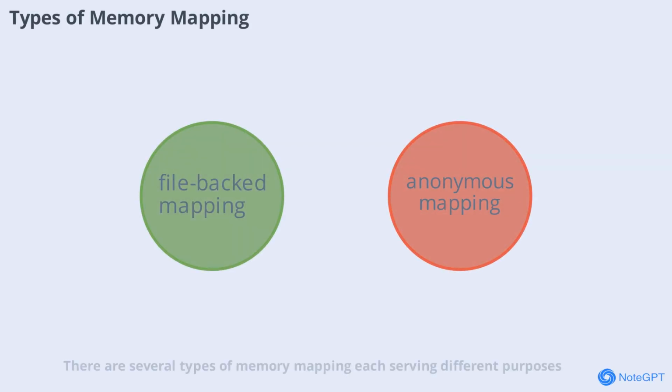There are several types of memory mapping, each serving different purposes. The most common are file-backed mapping and anonymous mapping. File-backed mapping links a file to memory, allowing changes to be saved back to disk. Anonymous mapping, on the other hand, creates a memory region not associated with any file, useful for temporary data storage. Understanding these types helps developers choose the right approach for their application.